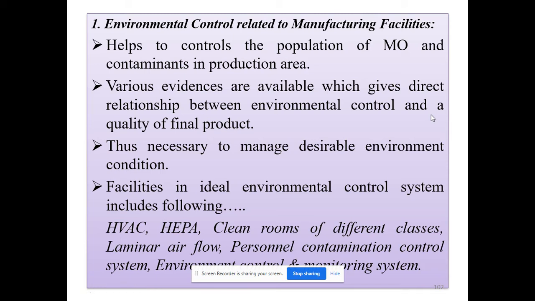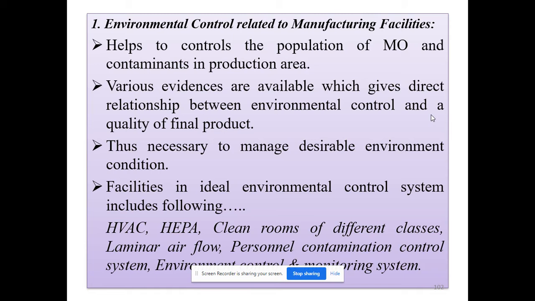Second point, various evidence are available which give a direct relationship between the environmental control and the quality of the final product. Various proofs are available which represent that there is a direct relationship between the environmental factors and the quality of the product. If we are not able to control the environment, if we are not able to produce the desirable or appropriate working environment, then definitely the quality of our product will be hampered. Thus, it is necessary to manage the desirable environmental condition. Hence, it becomes very essential that we maintain the desirable environmental condition.